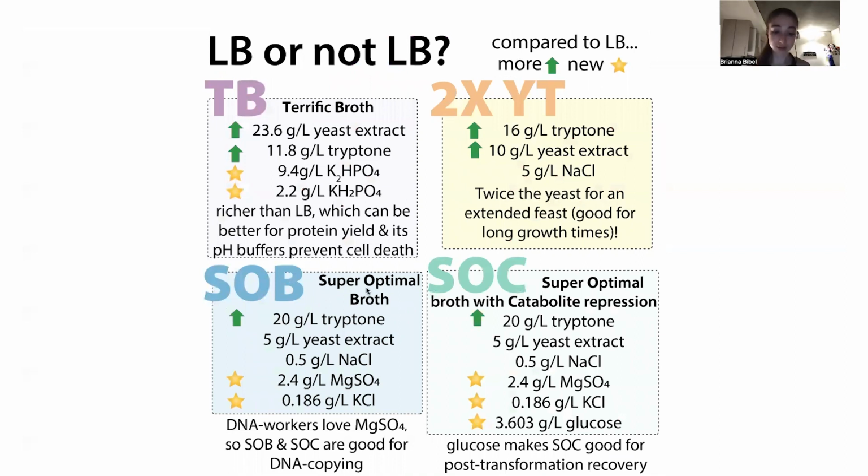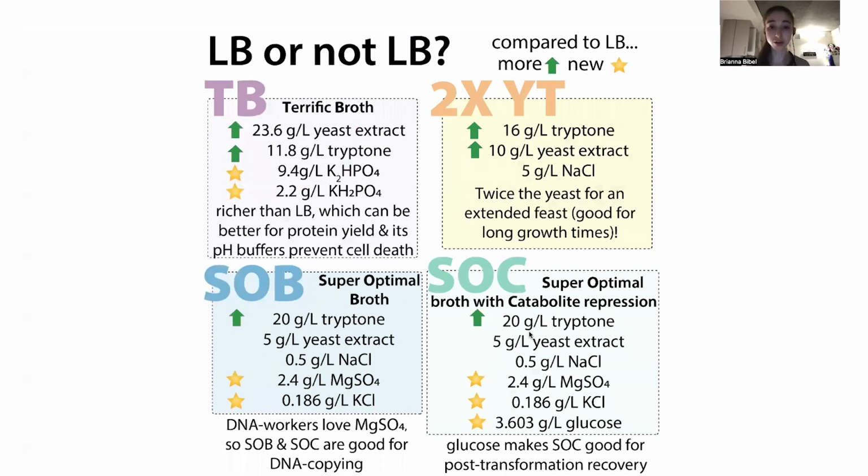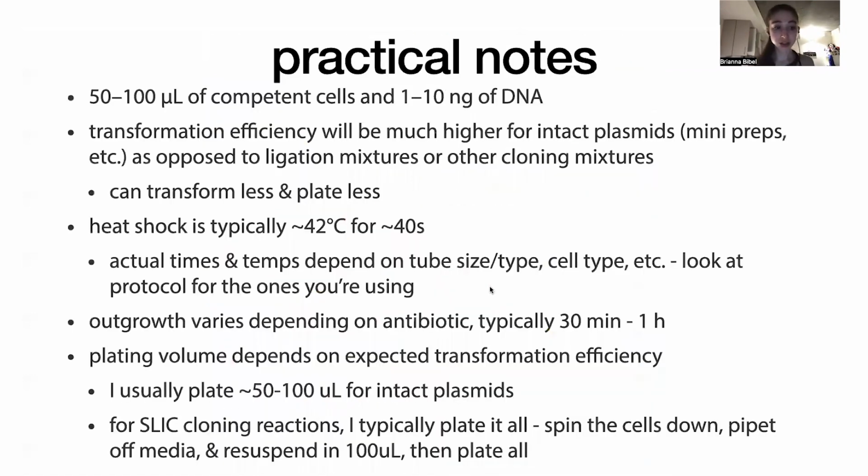We can also, especially if you're dealing with something that has a lower transformation efficiency, use SOC, the super optimal broth with catabolite repression. What you can see here is that it has glucose, whereas traditional LB doesn't. And so this also has more nutrients, which is going to help the cells heal and grow. And so you can get the cells to grow more before you plate them on your antibiotic plates. This can help if you have a low transformation efficiency, to have more of the starting material. But typically I just use LB.